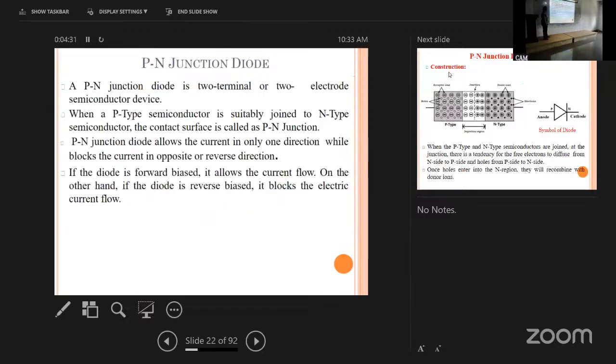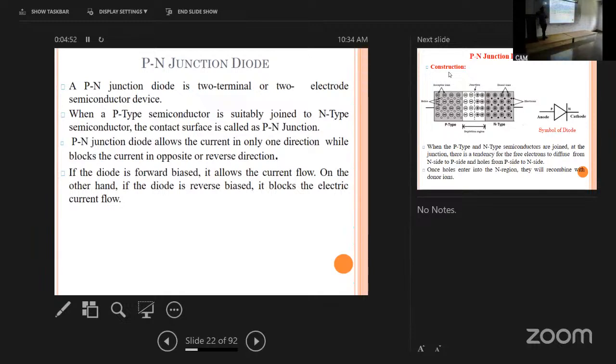Next, PN junction diode comes, see. What is meant by PN junction diode? What is meant by biasing? Connection of an external voltage source to the PN junction diode is known as biasing.